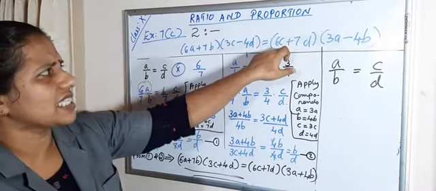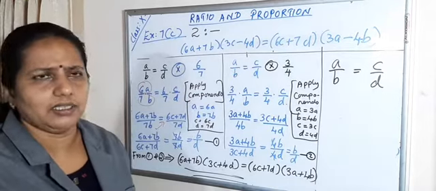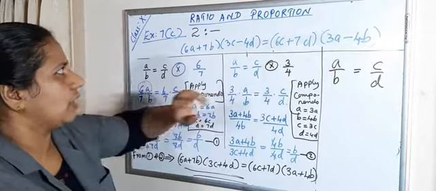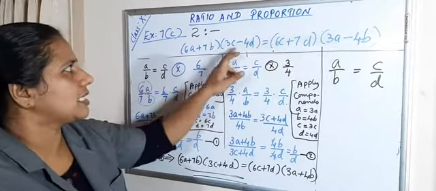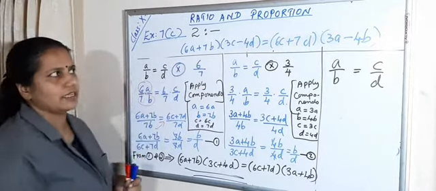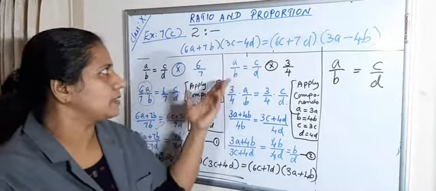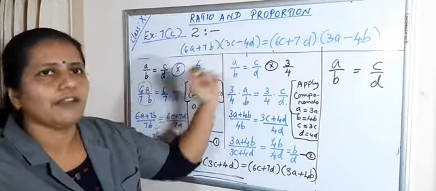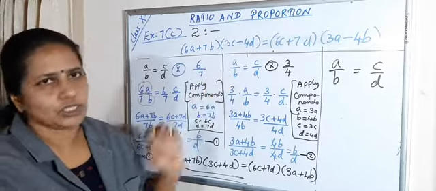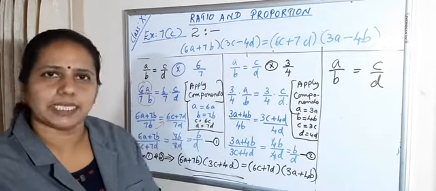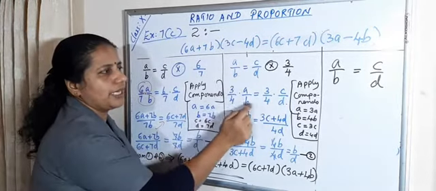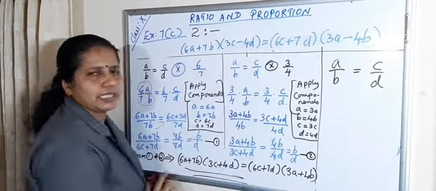Next, look here. 6C and 7D are there, all terms are different. And 3A and 4B, 3C and 4D. We already multiplied it by 6 by 7. Next, which numbers do we need? 3 and 4. So I take the same A by B equal to C by D and multiply it by 3 by 4. That is 3 by 4 into A by B equal to 3 by 4 into C by D.